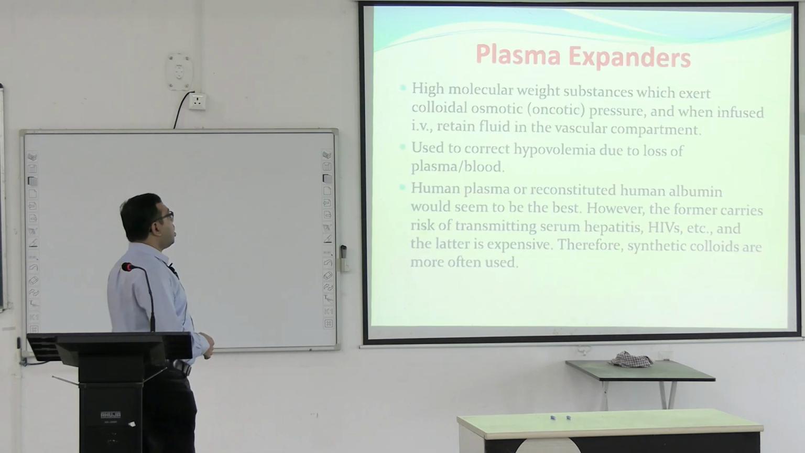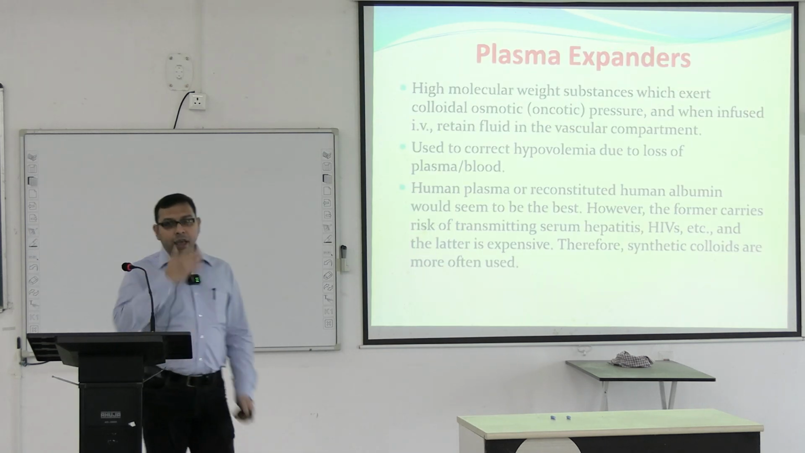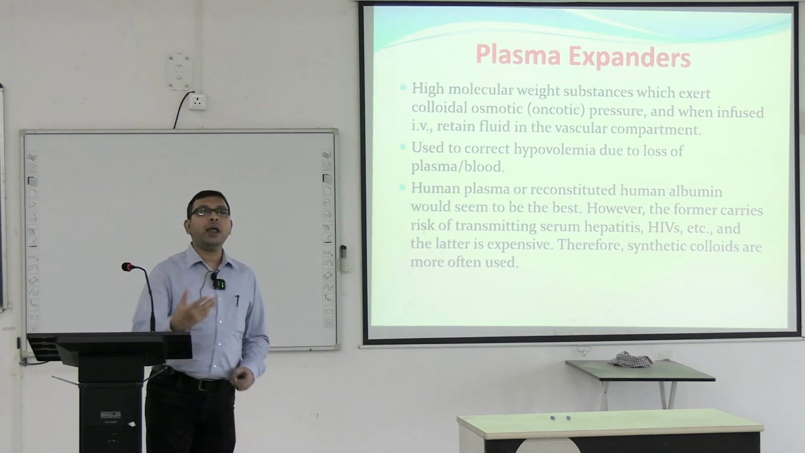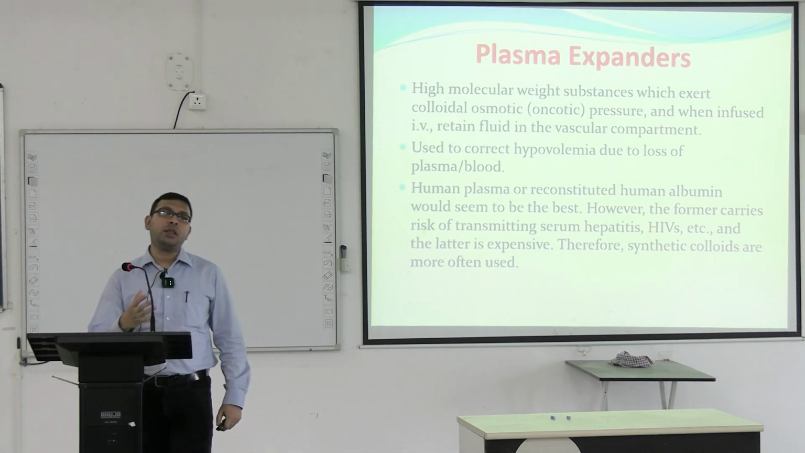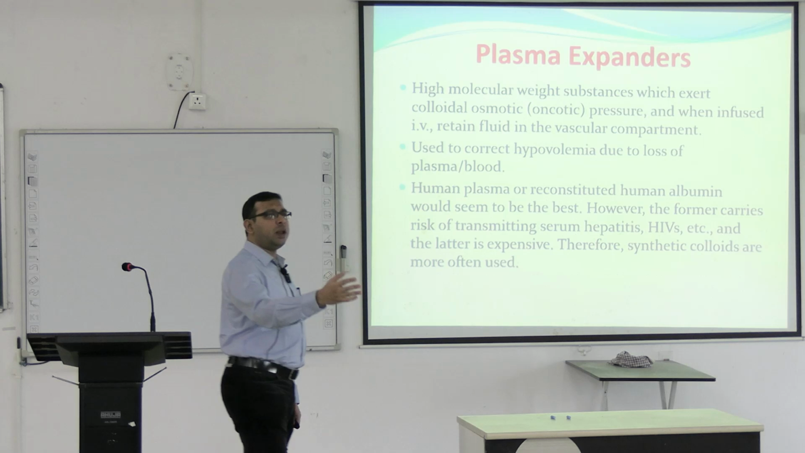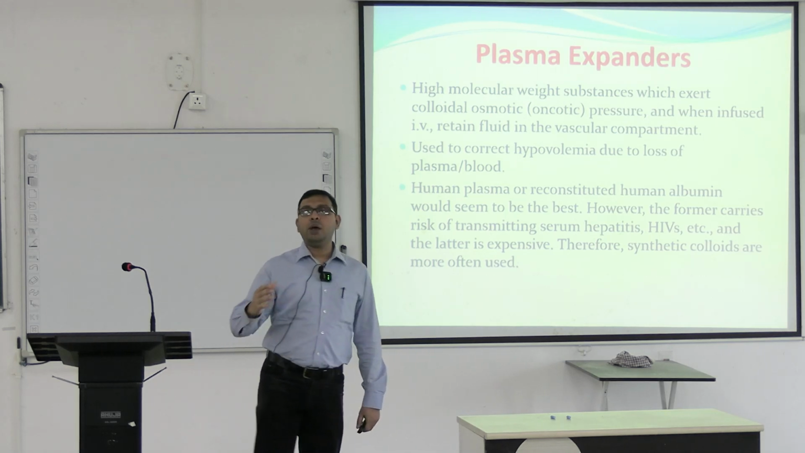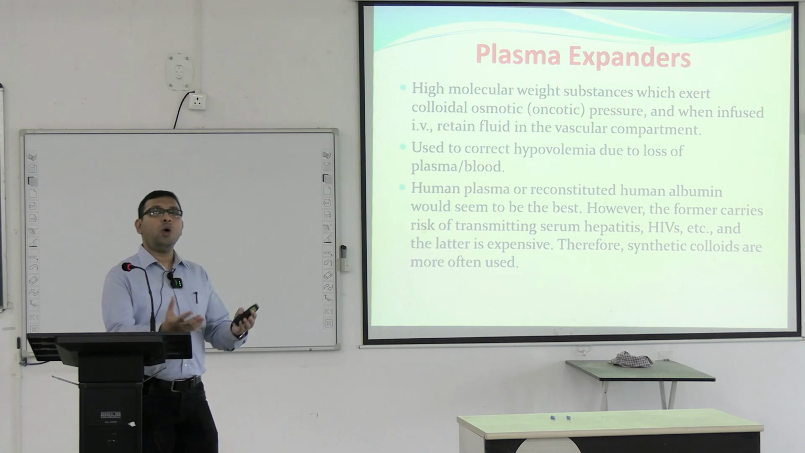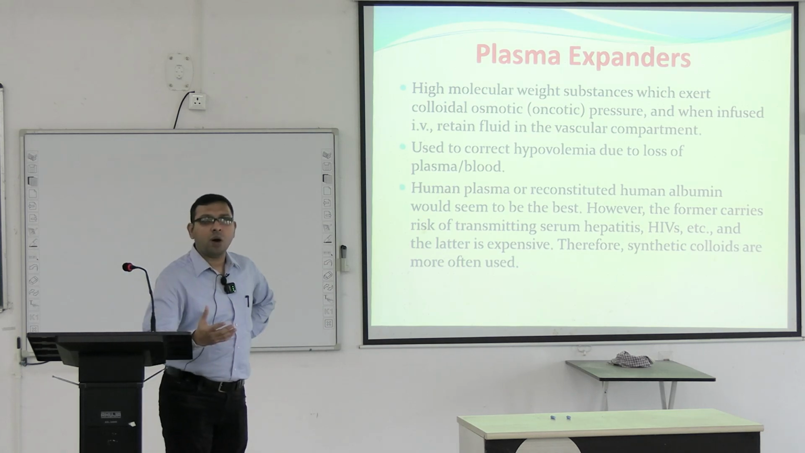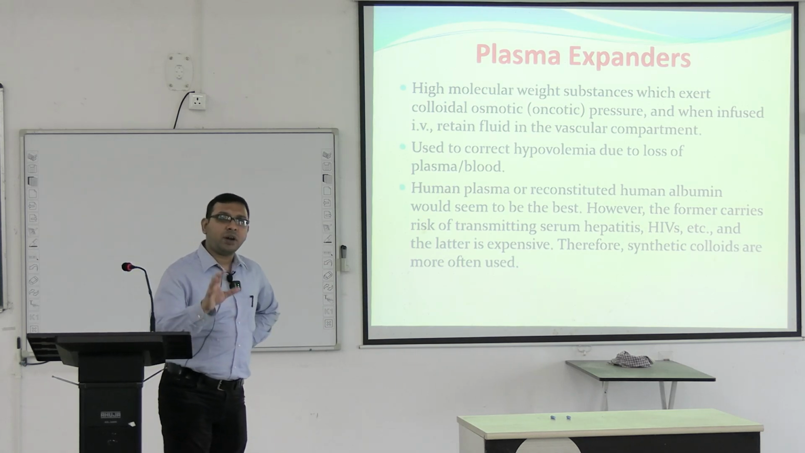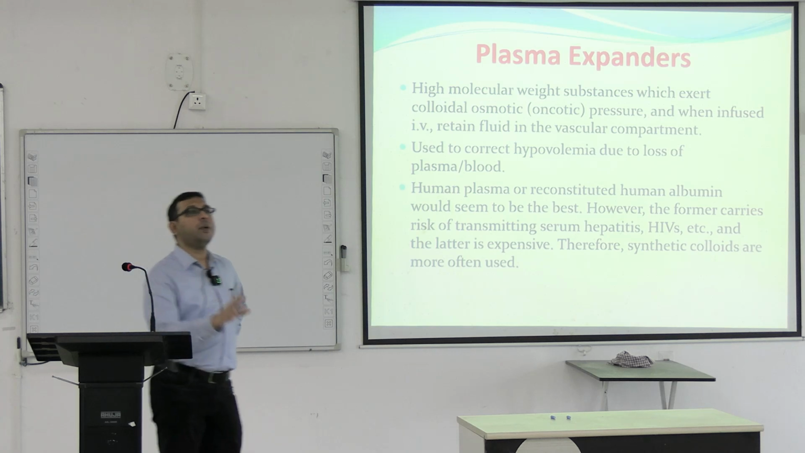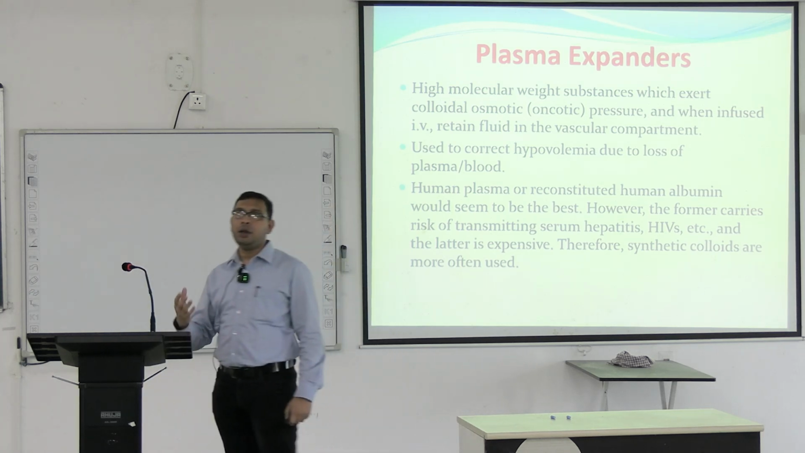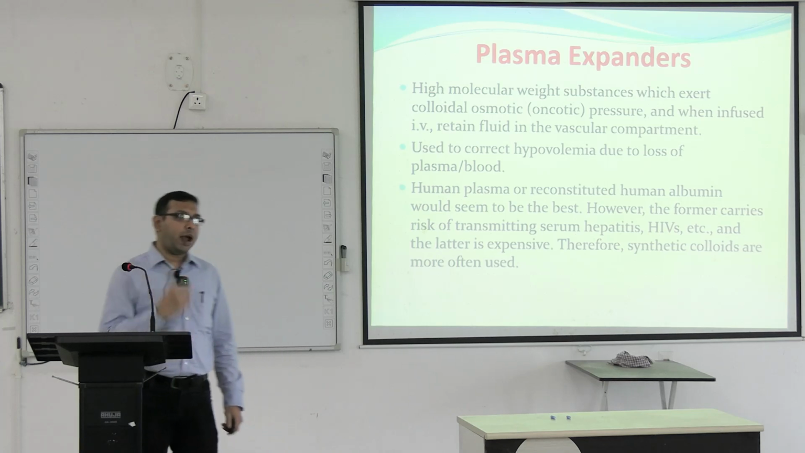Okay. Next, coming to the plasma expanders. A plasma expander is used to expand plasma when it is needed. For example, when there is shock, most commonly in a road traffic accident, with severe bleeding, and no blood is available right now or the matching is not done. For the time being, for the survival of the patient, we have to increase the plasma volume, and this can be done by different types of plasma expanders.